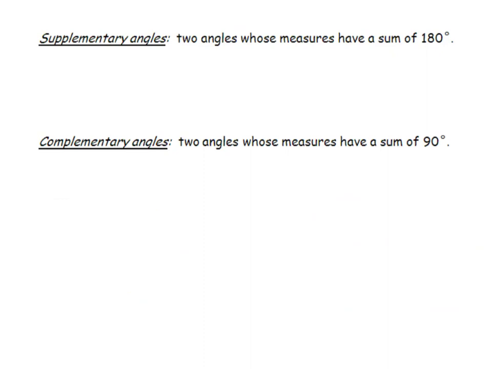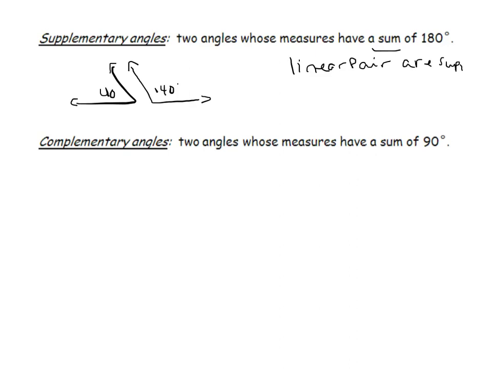So I could use the example of having an angle of 40 degrees and having an angle of 140 degrees. When you add these together, take their sum, they equal 180 degrees. One thing that you should remember is that a linear pair will always be supplementary. And the reason why is because these two angles form to make a line to begin with. And a line is 180 degrees.